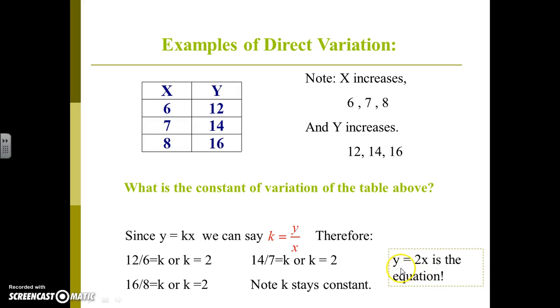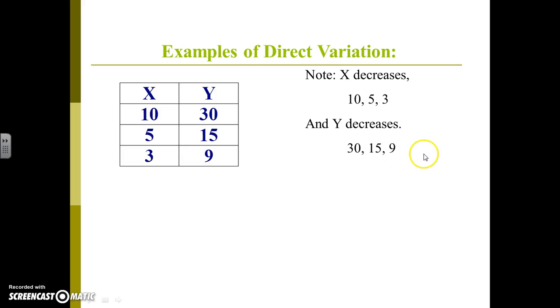And then there's an equation that relates the two. So here's another example in the table here. These are not in sequential order, nor are the increments the same. We go from 5 to 10 to 5 to 3. But we note that the value of y in comparison to x by division has a ratio, 30 over 10.